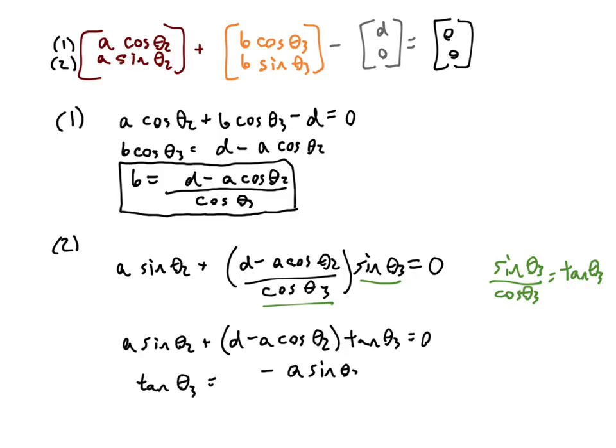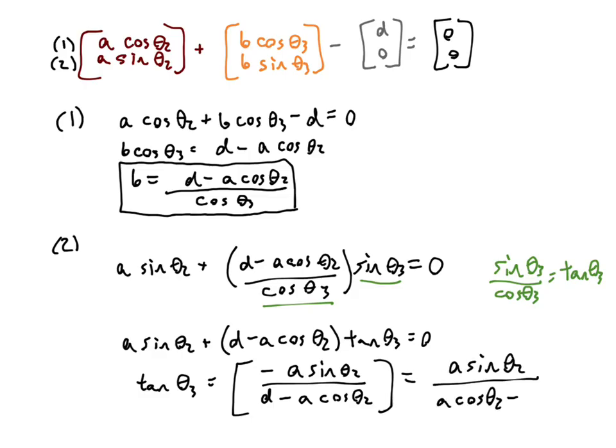And then the tangent would be equal to minus A sine theta 2 over D minus A cosine theta 2, which looks a little sloppy. I don't like having too many negative signs in my equations. So let's multiply the top and bottom by negative 1. And that would give us A sine theta 2 over A cosine theta 2 minus D is tangent theta 3. So now we have theta 3 in terms of our known quantities, and we have B in terms of our known quantities and theta 3, which we just proved we could find out. This is a solvable equation.